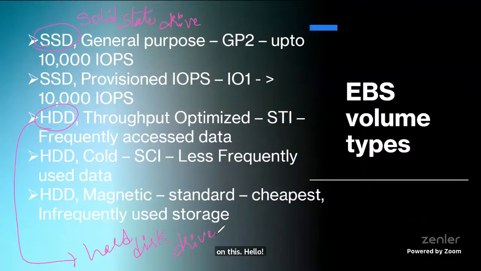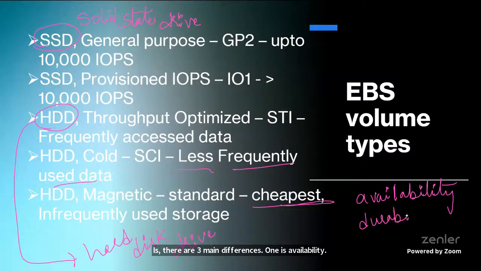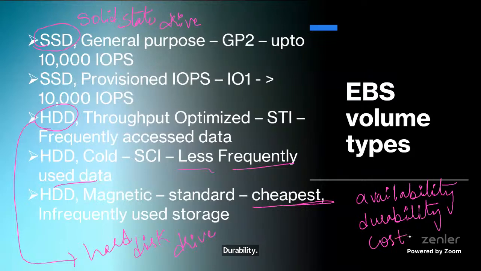So HDD is a less frequently used one, the cheapest one, for infrequently used storage. You might ask me, what is the difference between SSD and HDD? There are three main differences. One is availability, durability, and cost. So what do I mean by availability?